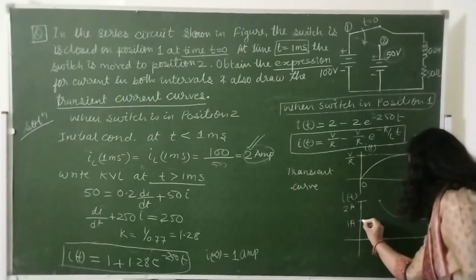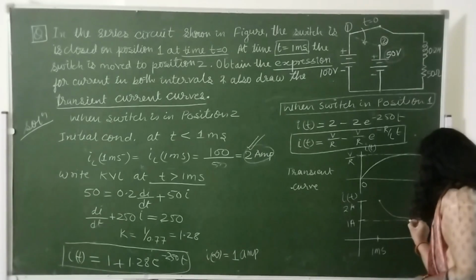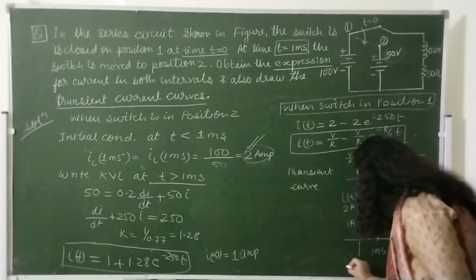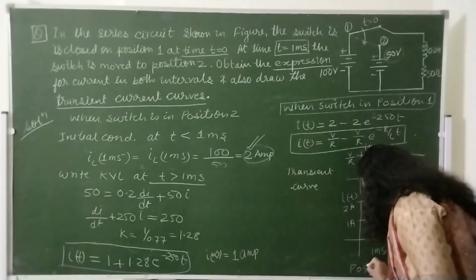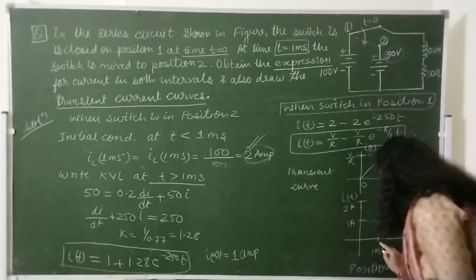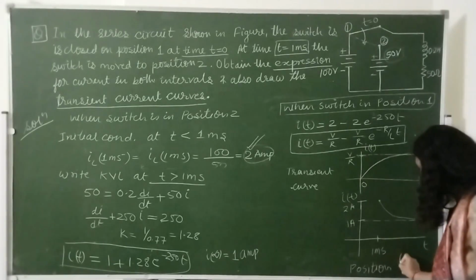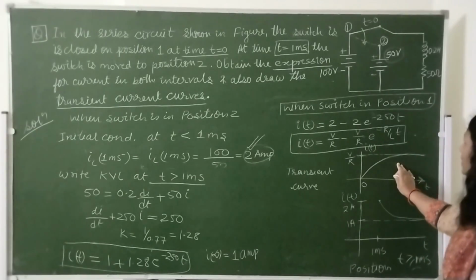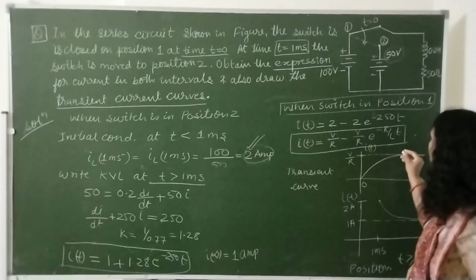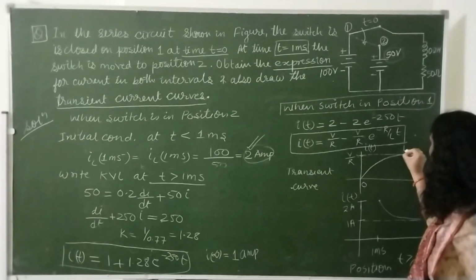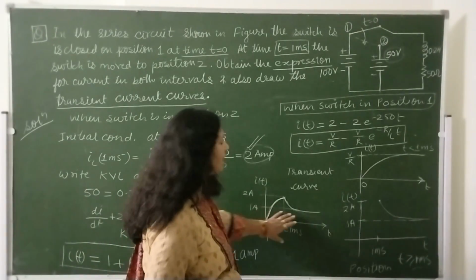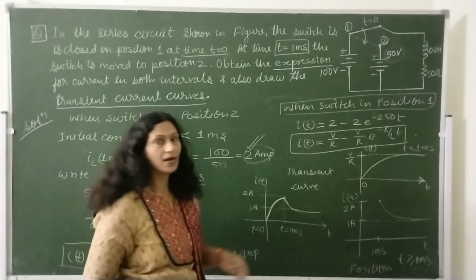This is our transient response when switch is in position 2, or you can say for time t greater than or equal to 1 millisecond. And this is the curve when t is less than 1 millisecond. So the curve in combined form may be drawn like this.